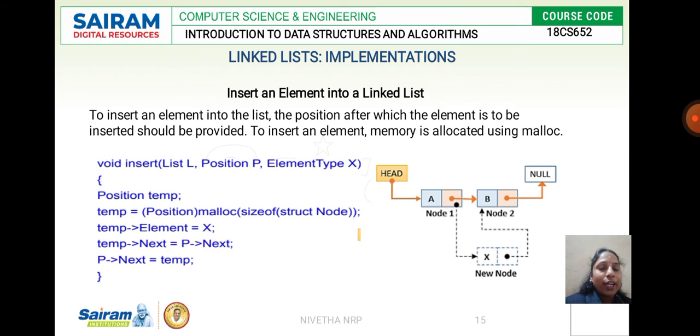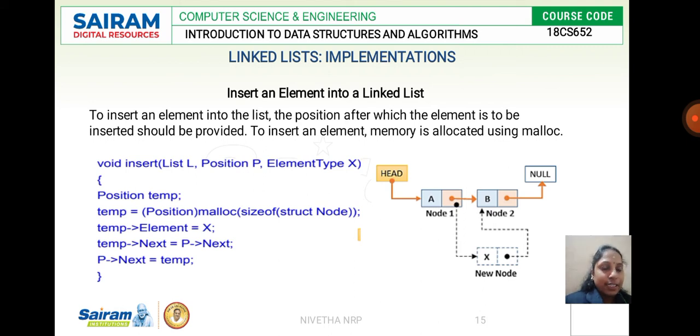Okay, so what is the function we are going to perform? We are going to insert. Where are we going to insert it? We are going to insert in a list L, and we need the position where it has to be inserted, and we give that to the position P and element type X. X is the data we are going to insert, and the data type we specify in the element type. So you have a position as temp. We use the nomenclature temp for a current position.